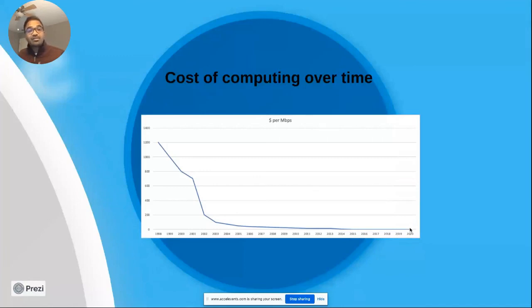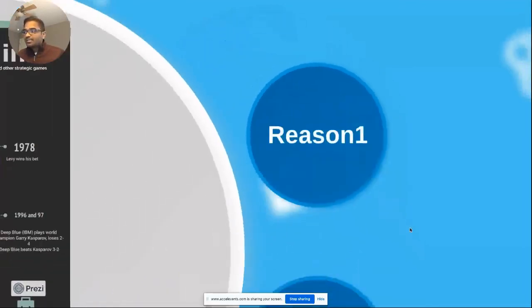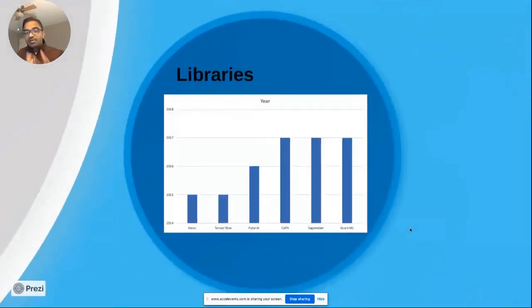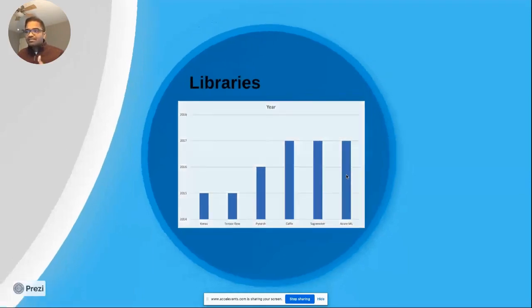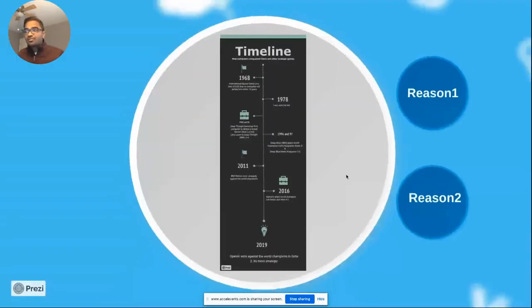That's one of the major reasons why computers are getting super strong. The second reason is the libraries, which were published by all the major players out there, and this has democratized AI. As you can see, Keras won in 2014. So is TensorFlow, which is by Google. This is by Facebook. SageMaker is by Amazon, and Azure ML is by Microsoft. These are the different libraries which were published over the last 5 to 10 years, and they have democratized AI across the world. That's another reason why software applications have become so powerful over time.